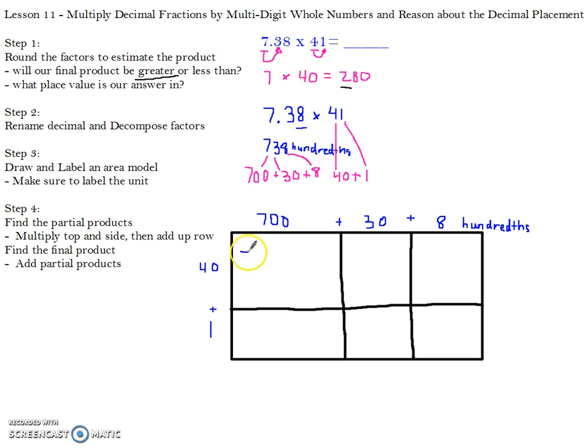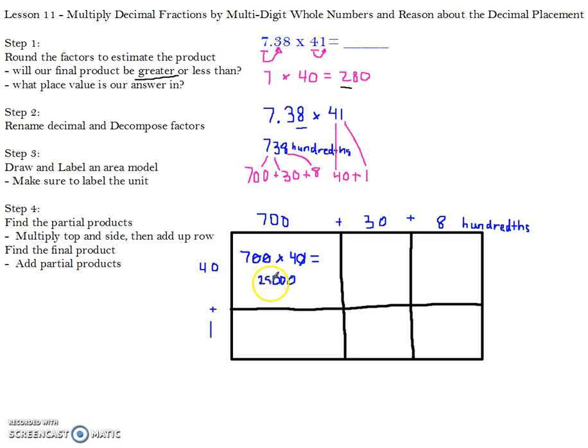Step 4 is to find the partial products, which we would do by first writing all of our equations for each of our boxes. So we take the top number and multiply that by the side number. So for this first box, we have 700 multiplied by 40, and we'd find that product. The easy way that I like to do this is count up the zeros. 1, 2, 3, and so I have 3 zeros in my answer, and then I just multiply what's left. 4 times 7, which is 28.